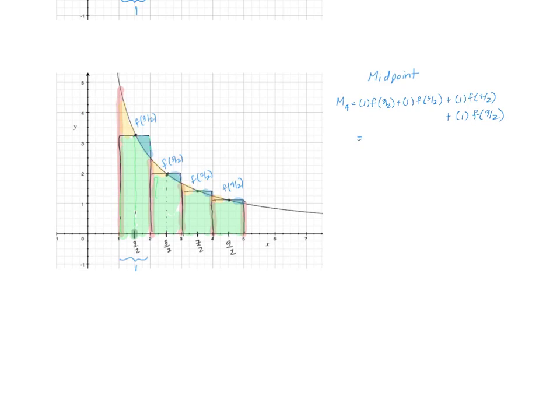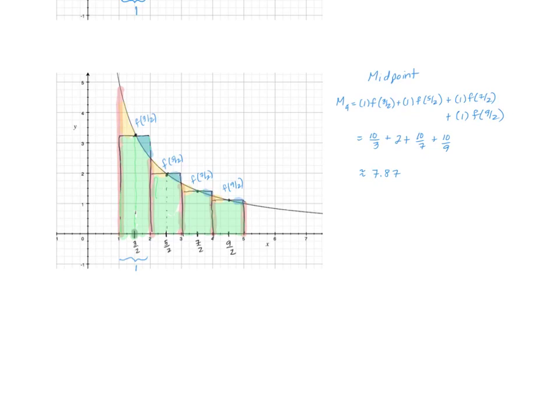So this would be 10 over 3 plus 10 over 5 plus 10 over 7 plus 10 over 9. In my calculator, that gives me approximately 7.87.